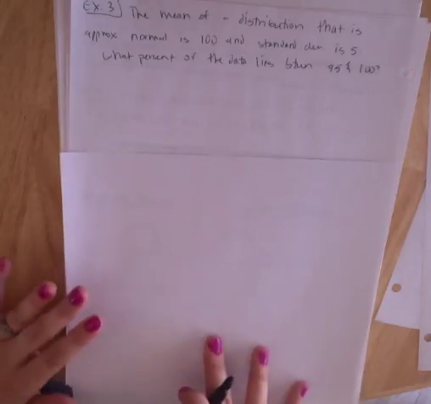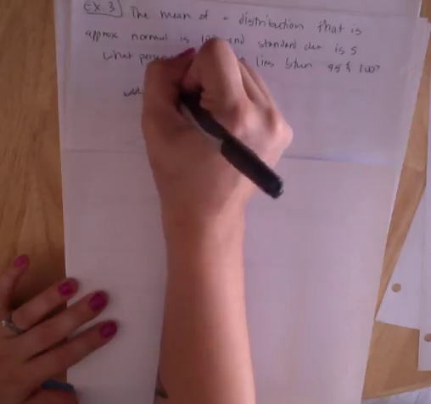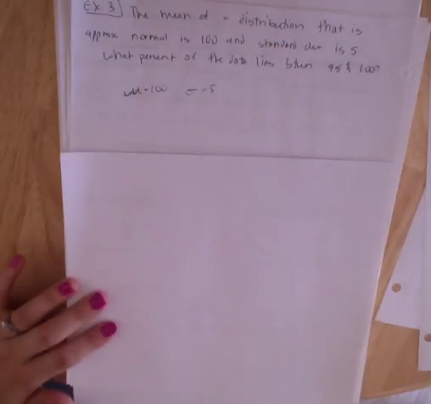The mean of a distribution that is approximately normal is 100, so that's mu, same as the last problem. And the standard deviation is 5. What percent of the data lies between 95 and 100?